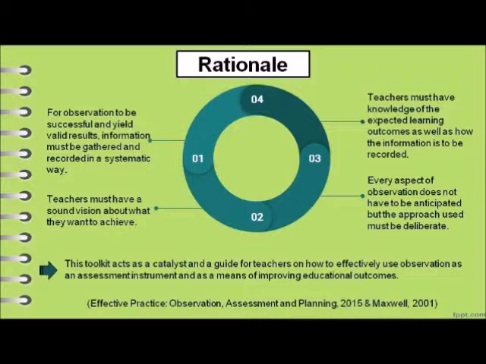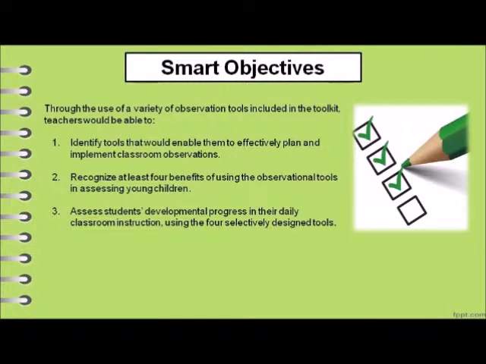Included in this toolkit are multiple methods of observation, namely anecdotal records, checklists, time sampling, and portfolios. It also delivers instructional guidance and recommendations for the successful implementation of each method. Using the tools designed in this toolkit, teachers would be able to identify tools that would enable them to effectively plan and implement classroom observations.